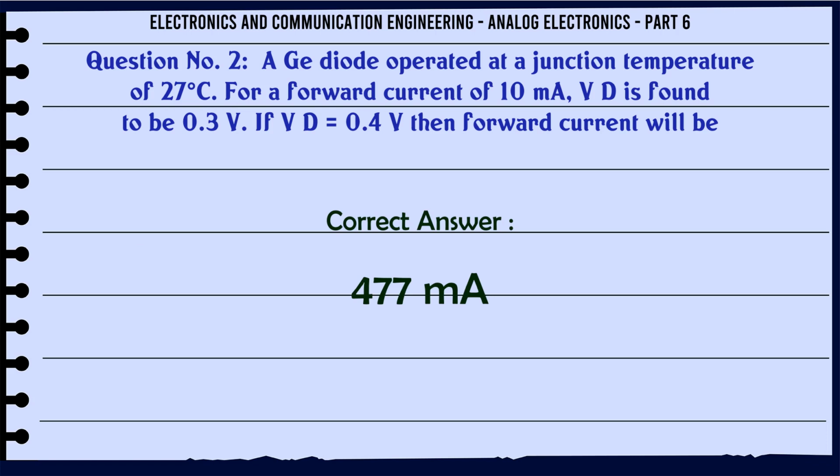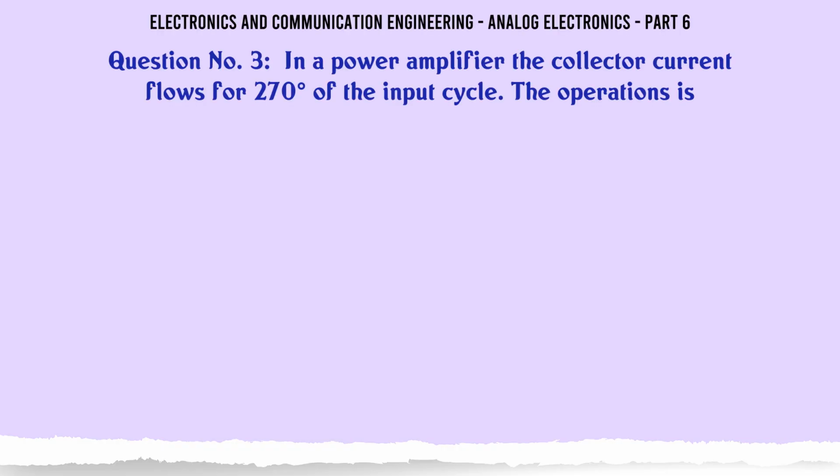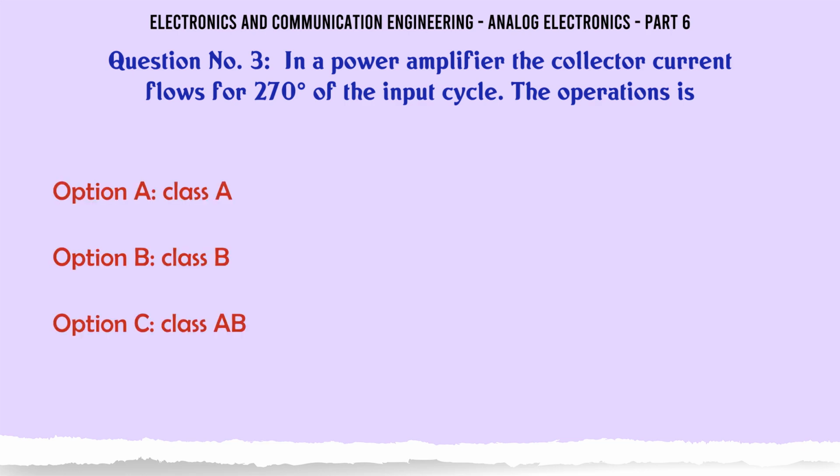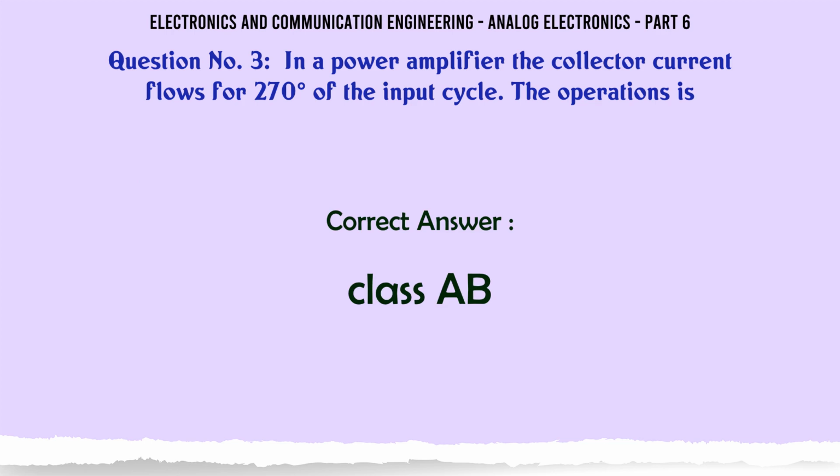477 mA. In a power amplifier, the collector current flows for 270° of the input cycle. The operation is A. class A, B. class B, C. class AB, D. class C. The correct answer is class AB.